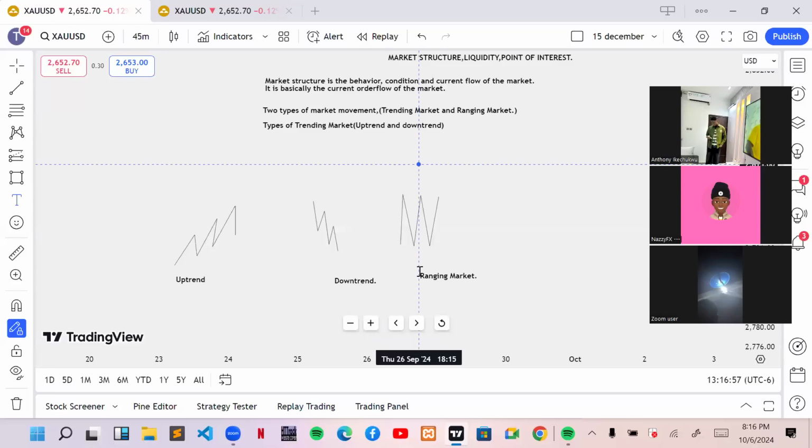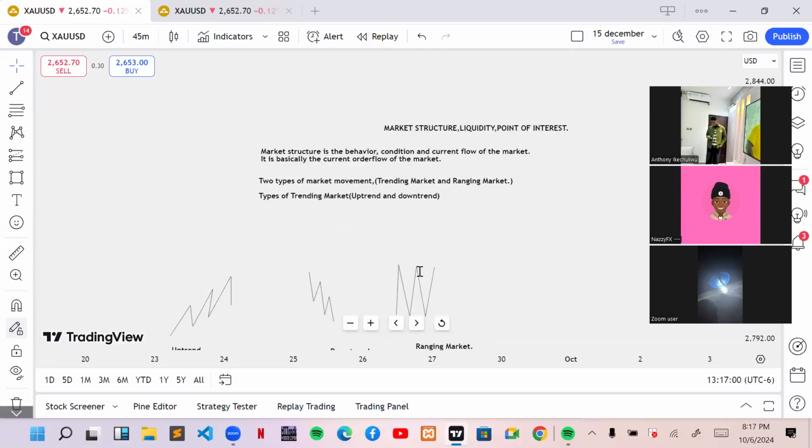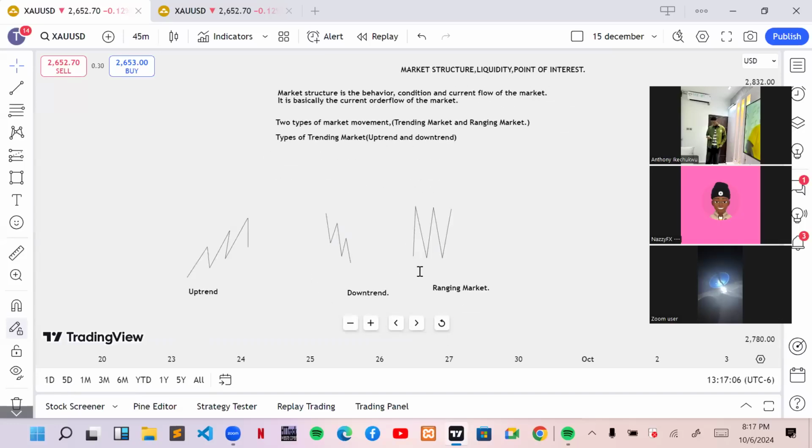So market structure is the current flow of the market, the behavior and the condition of the market. There are two types of market movements: the trending market and the ranging market. In the trending market, we have the uptrend and the downtrend, and then we have the ranging market. This is just an introduction to market structure.